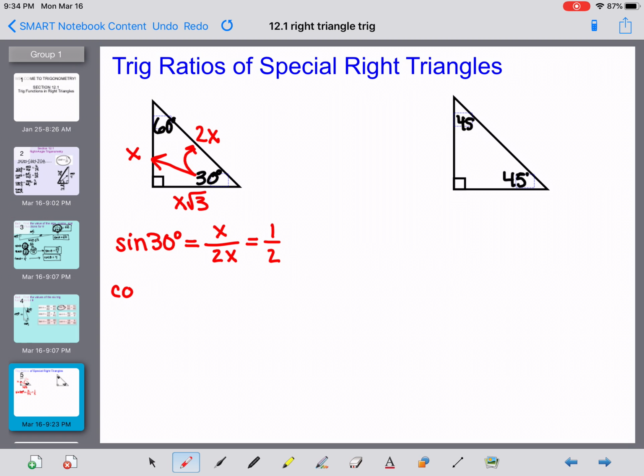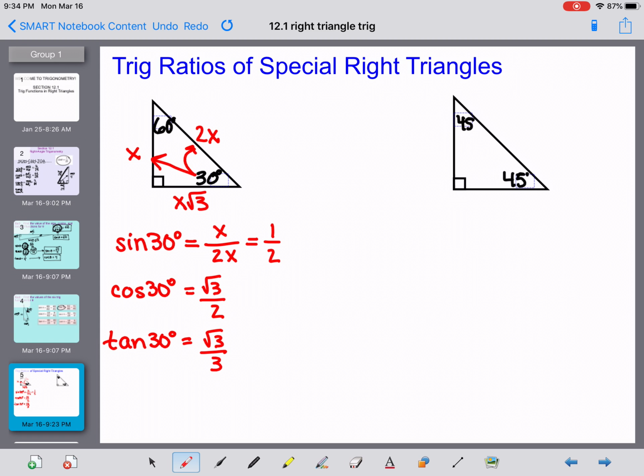So we could repeat the same thing for cosine of 30, right? And do x root 3 over 2x, and that would simplify. And when that simplifies, you get root 3 over 2. So cosine of 30 is always root 3 over 2, no matter what. Just like the square root of 16 is always 4, right? Cosine of 30 degrees is always root 3 over 2. Tangent of 30 degrees is root 3 over 3, and that's after rationalizing it.